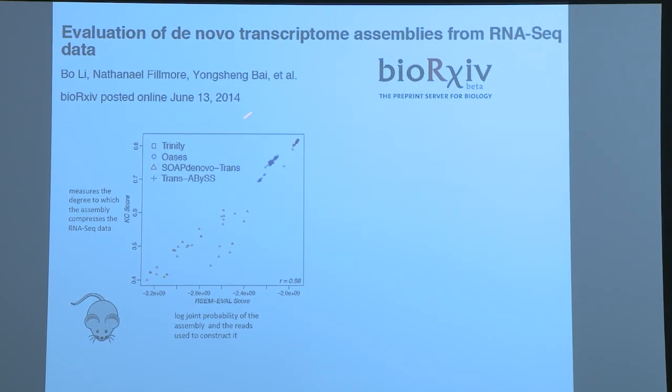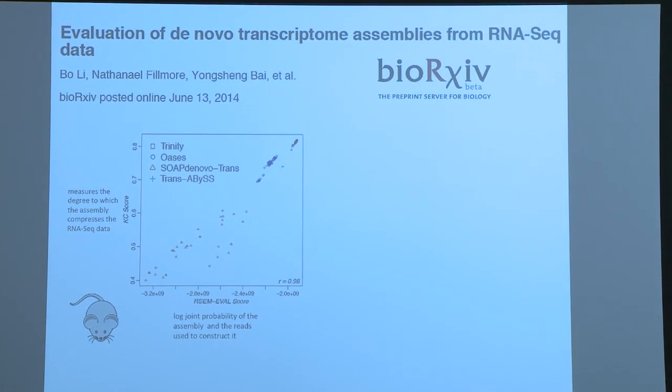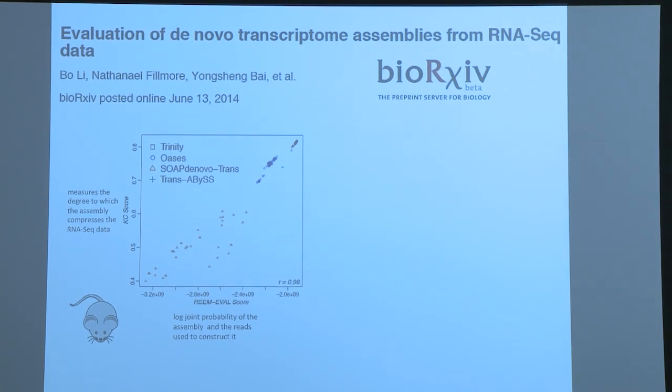And this came out just a couple of weeks ago in the preprint archive. This work was done by Bo Li. And they came up with a couple of different, very sophisticated metrics for evaluating how accurate an assembly is. They use mouse transcriptome data. They did this both with real data and with simulated data.